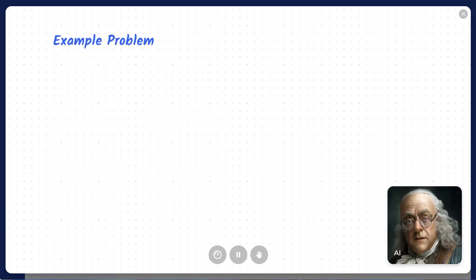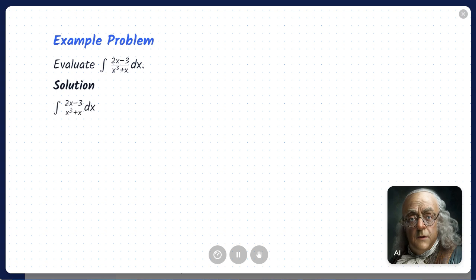Alright, now let's see each of these concepts in action with an example. Evaluate the integral of (2x - 3) over (x³ + x) with respect to x. The problem asks us to evaluate the integral of a rational function. Let's jot that down. Since the degree of the numerator, 2x - 3, is less than the degree of the denominator, x³ + x, we decompose the given rational expression into partial fractions.